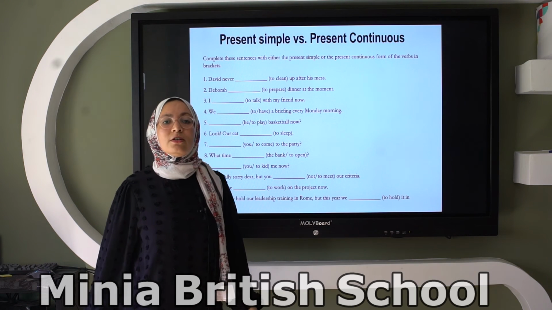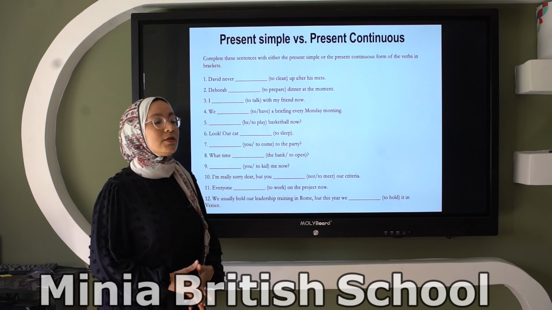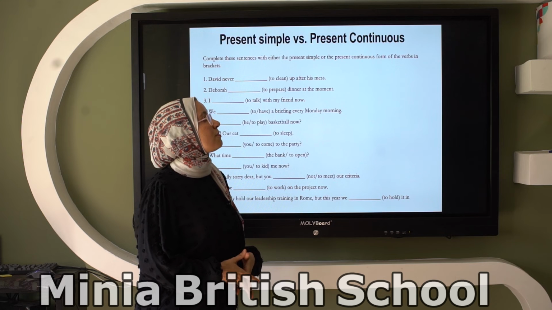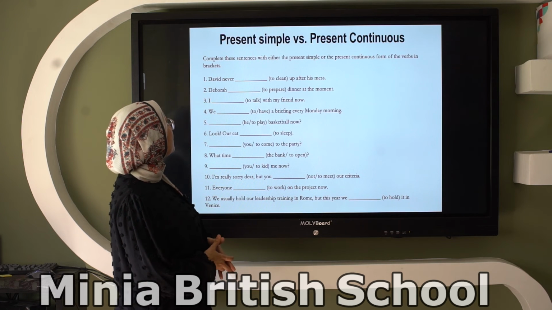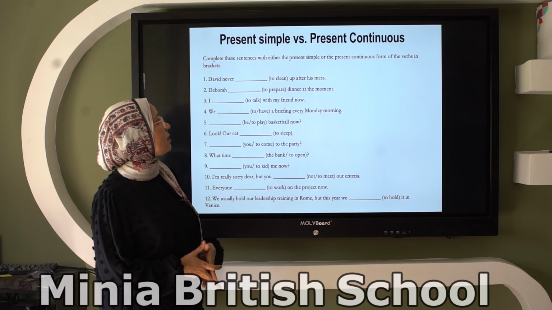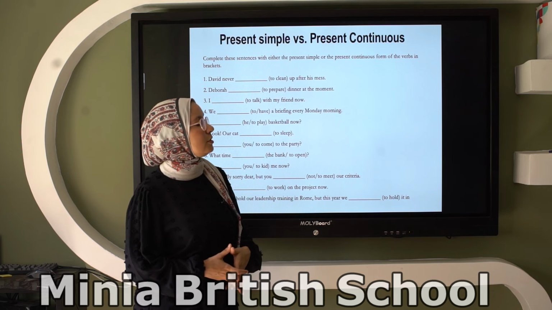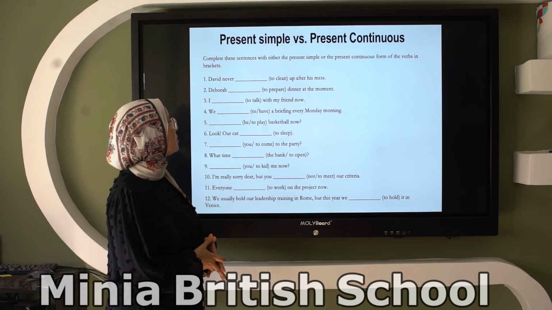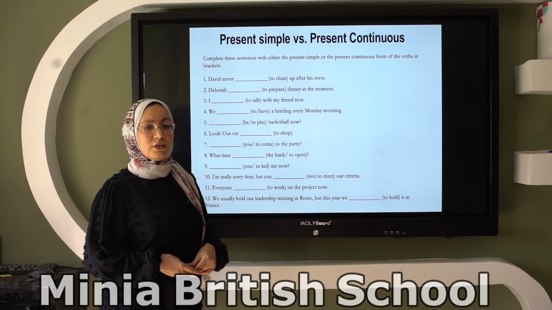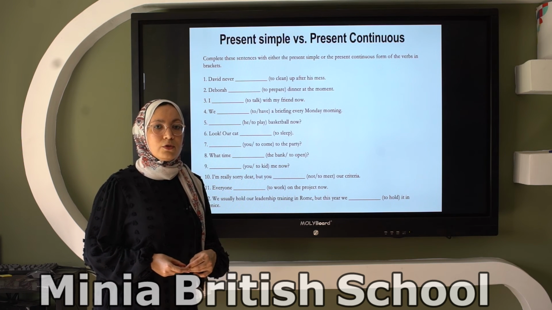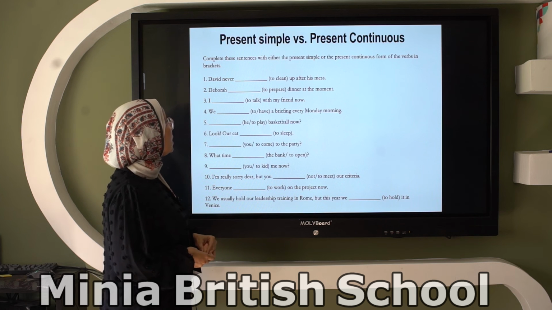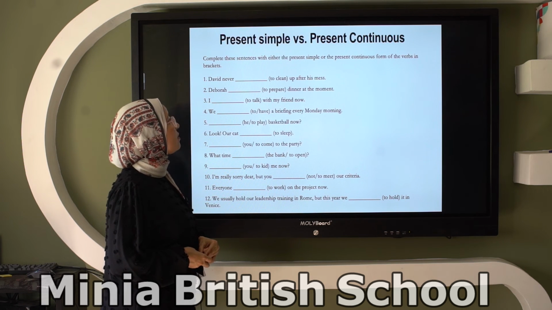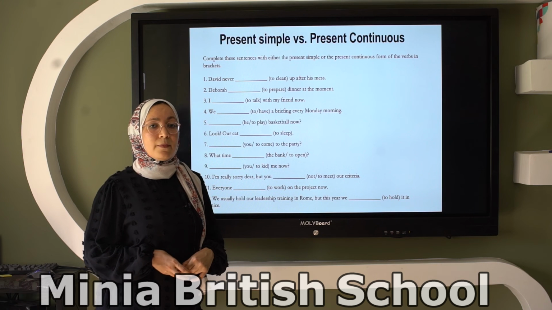Now, let's try this exercise together: present simple with present continuous. Complete these sentences with either present simple or present continuous, using the verbs in brackets. Number 1, David never to clean up after his mess. What do you think about the tense of the sentence here? I have here never, and we mentioned that never is an adverb of frequency for present simple. David is a third person pronoun, so David never cleans up after his mess.